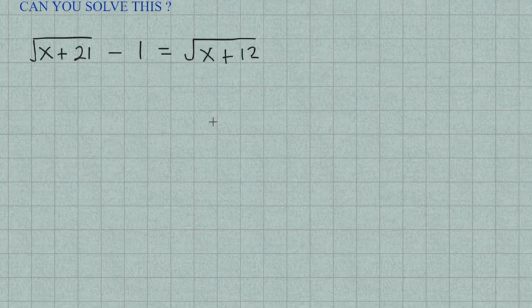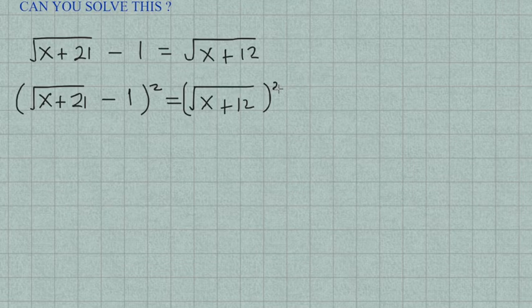Hi guys, in this video I'm going to show you how to solve this type of equation. The equation says the square root of x plus 21 minus 1 is equal to the square root of x plus 12. The first thing I'm going to do is to square both sides. By doing that, I'm trying to make the equation easier to approach.